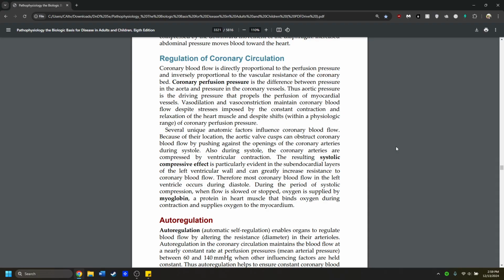During the period of systolic compression, when flow is slowed or stopped, oxygen is supplied by myoglobin, a protein in the heart muscle that binds oxygen during the contraction and supplies oxygen to the myocardium.